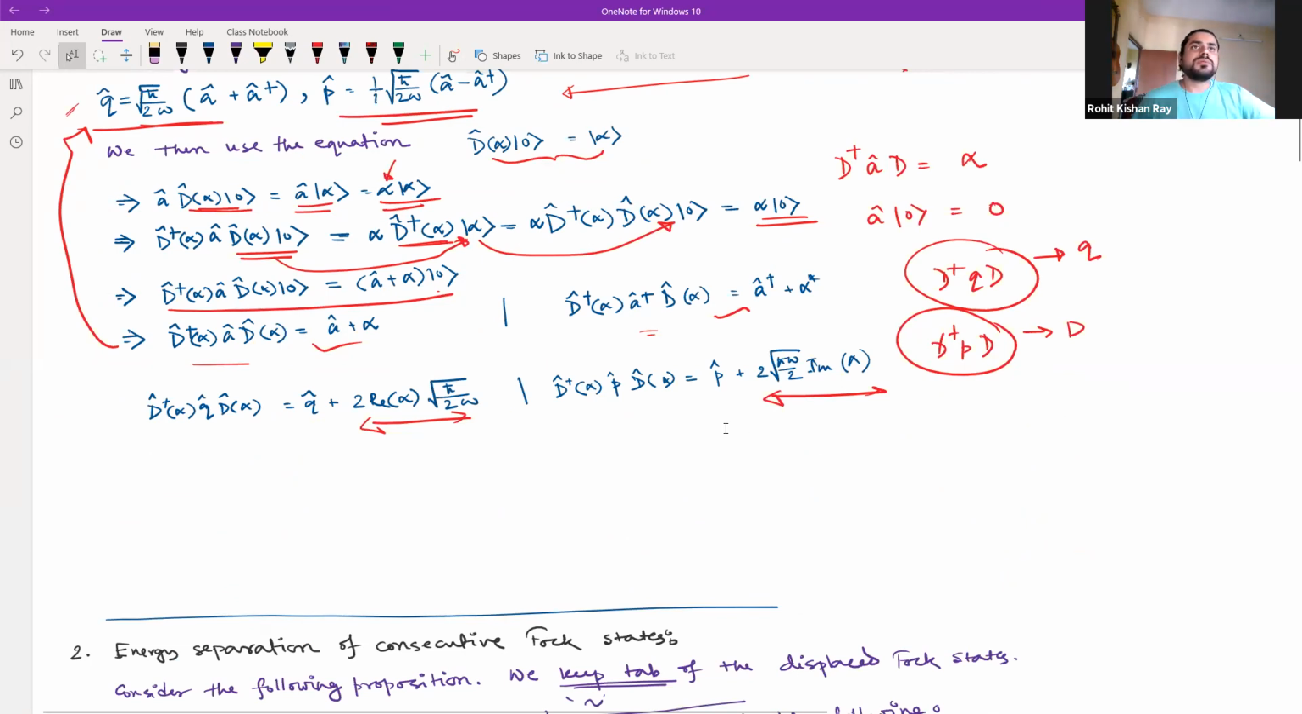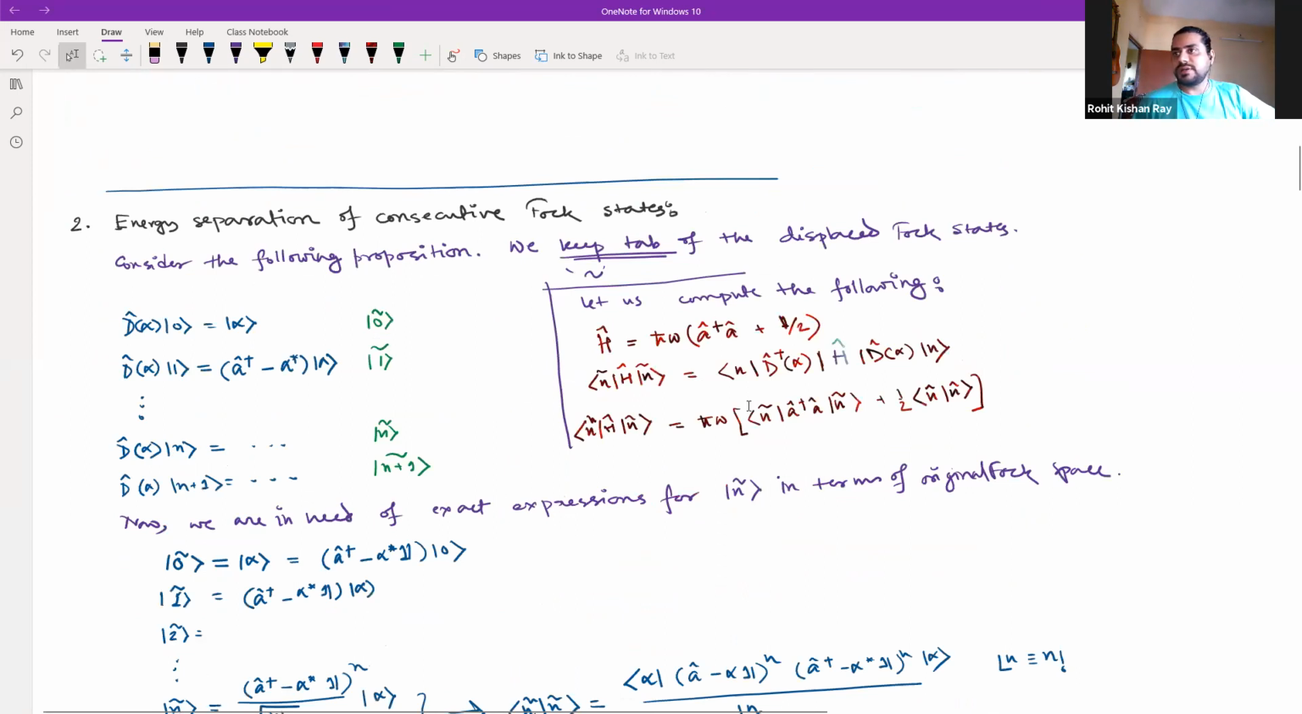So the next question in the assignment is: find the energy separation among the consecutive displaced Fock states. What we do first is keep track of the displaced state. Let us begin with the first equation. This is the equation which defines the displacement operator for us, in a way. Since this is displaced from 0, we keep a tilde on top of it and say that this is the displaced Fock state. So this is the displaced Fock state and this is the original Fock state.